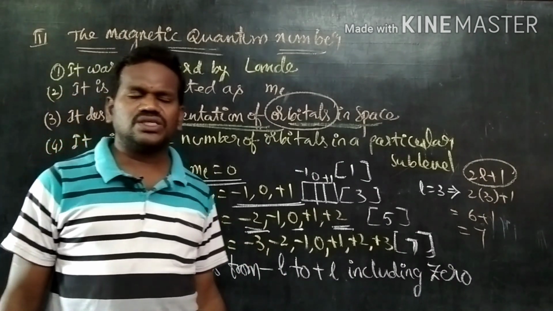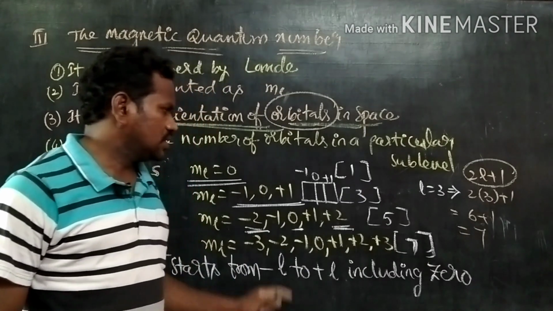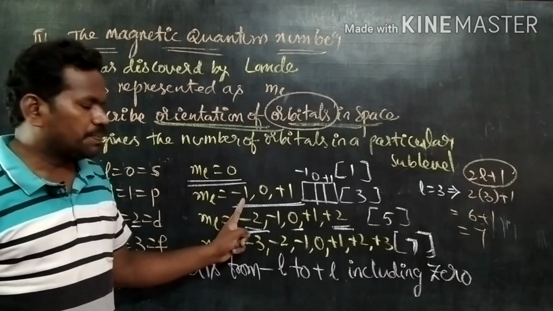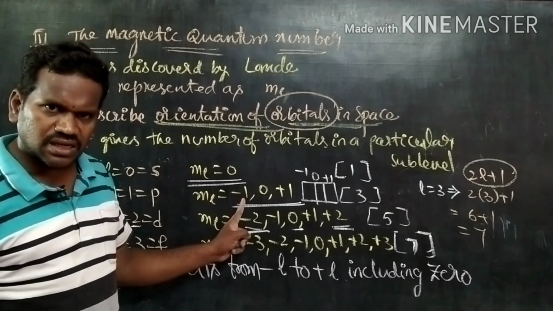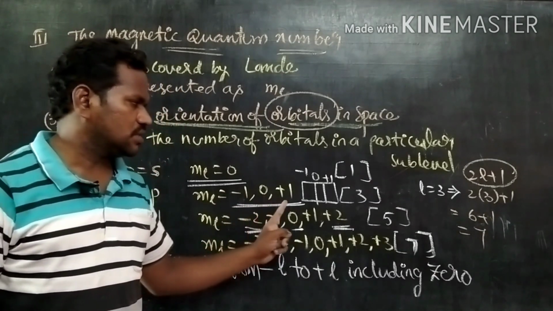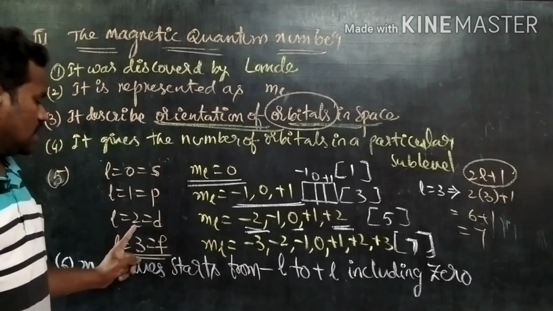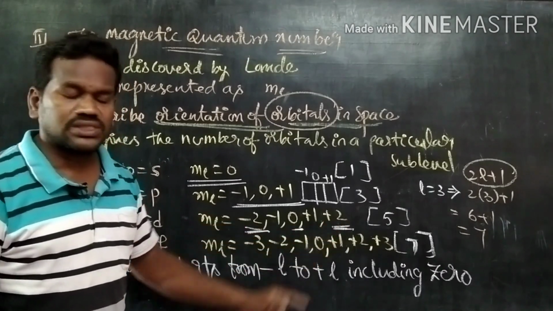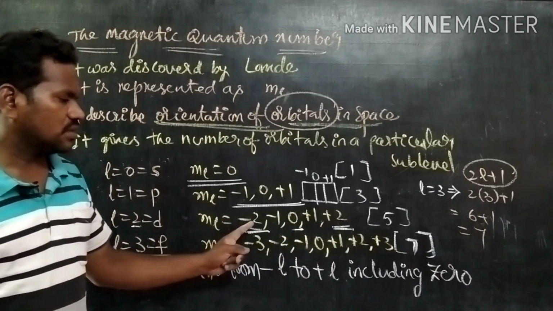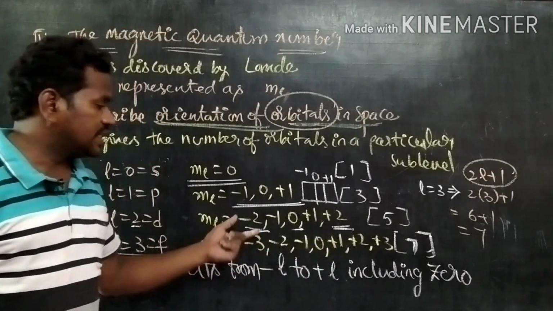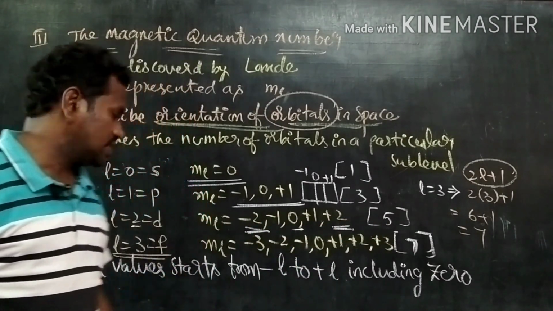As per this definition of degenerate orbitals, S has only one degenerate orbital. P has 3 degenerate orbitals, and those values are -1, 0, +1. L is equal to 2, D has 5 orbitals. They are -2, -1, 0, +1 as well as +2. They have equal amount of energy.